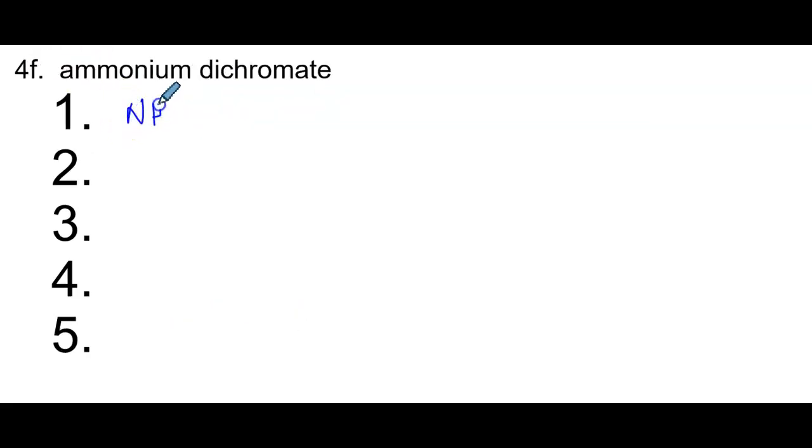Ammonium is NH4, 1 plus. This is smack dab in the middle of your ion sheet. Dichromate is Cr2O7, 2 minus. These both are going to need parentheses.